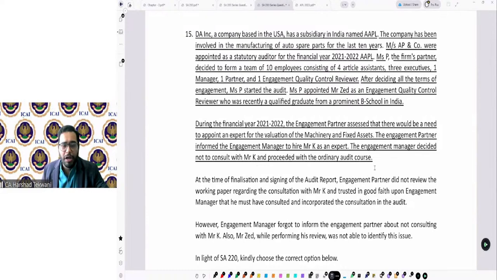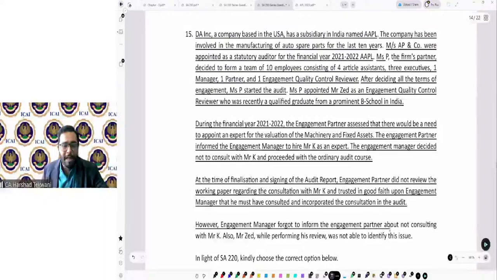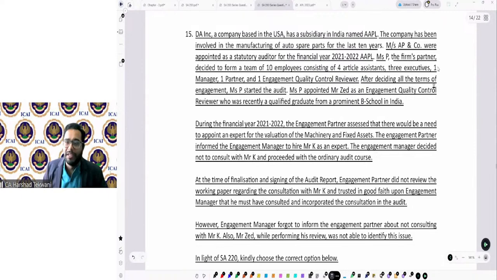At the time of finalization and signing of the audit report, engagement partner did not review the working paper regarding the consultation with Mr. K and trusted in good faith upon the engagement manager that he must have consulted and incorporated the consultation in the audit. However, engagement manager forgot to inform engagement partner about not consulting with Mr. K. Also, Mr. Z, while performing his review, was not able to identify the issue. Kindly discuss in light of SA 220, kindly provide your comments. Okay, discuss this particular scenario.